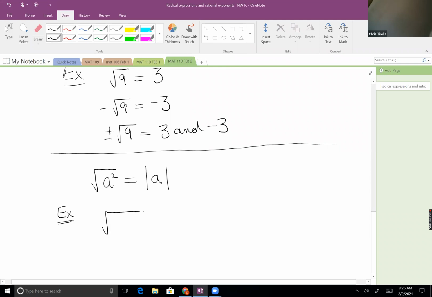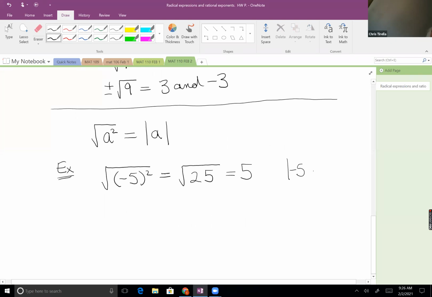Let's say I want to take the square root of negative 5 quantity squared. Well, my order of operations says do what's inside the parentheses first. And negative 5 squared, negative 5 times negative 5, is positive 25. And so when I take the square root of positive 25, because there's no symbol in front, it's the principal root, and that gives me 5. And so do you see when I put in negative 5, I get a positive 5. And we can say that the absolute value of negative 5 is also 5. So when we take the square root of a quantity raised to an even power, it's like taking its positive root.